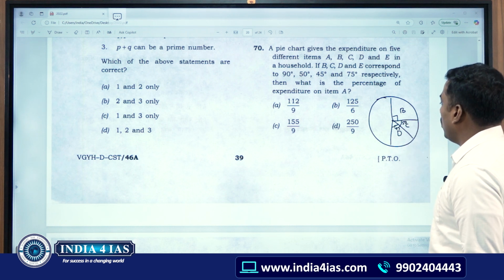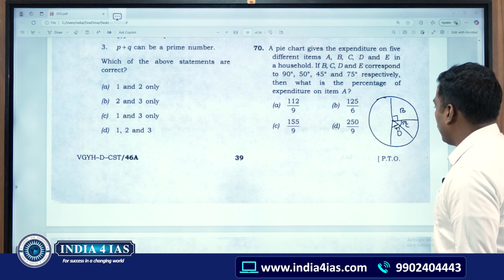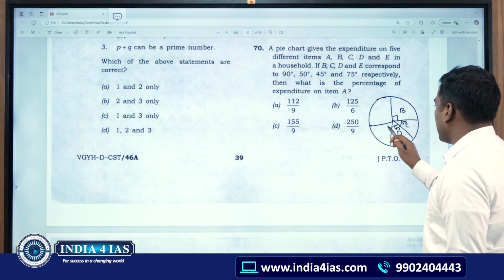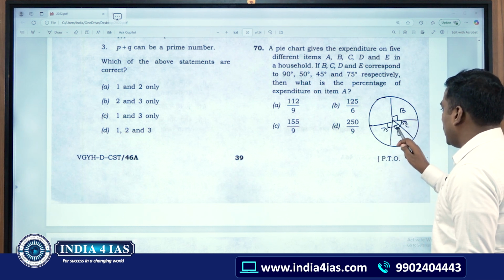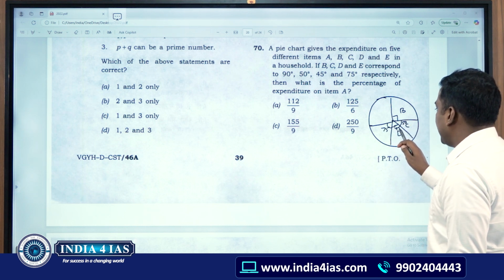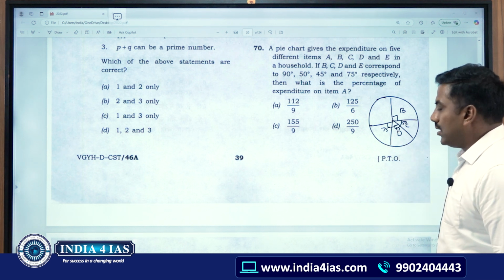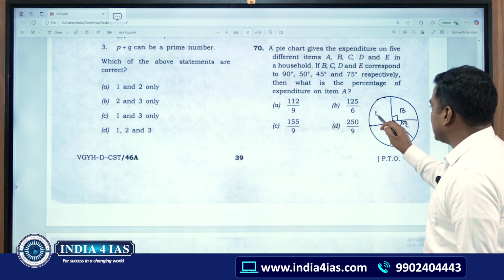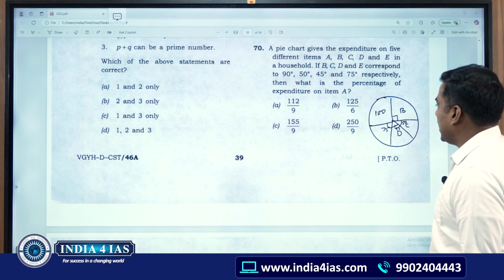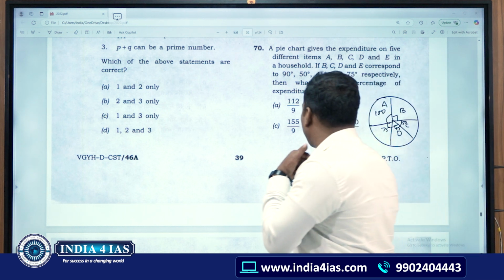This is just above this one, 180 degree now. Then 75. So 75 will be somewhere here. So now check, 90 plus 50 is 140, 140 plus 45 is 185, 185 plus 75 is 260. So remaining is 100. This is the angle left for A.